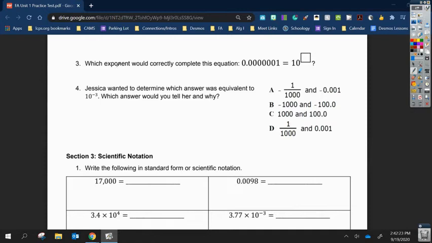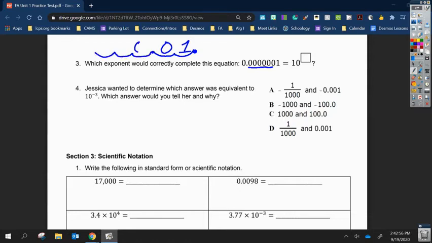Question 3 asks you to identify the exponent that you would need to plug in here to correctly complete this equation. 0.0000001 is equal to 10 to the what power? Now the trick is really that how many times the decimal point moves from the number 1 is the value of the exponent. So let's count how many times you would have to move this decimal point until we get the correct number. 1, 2, that's 0, 1, which is not correct.